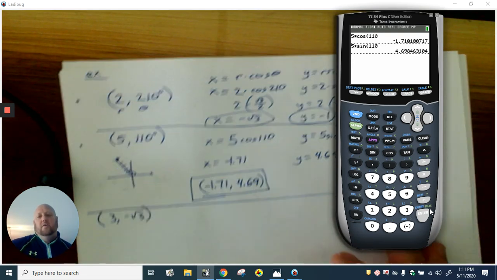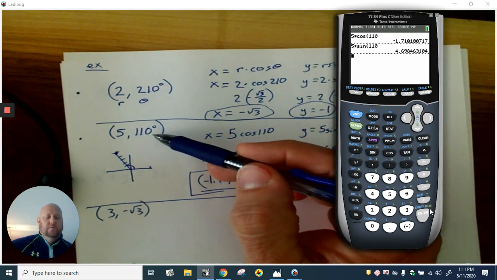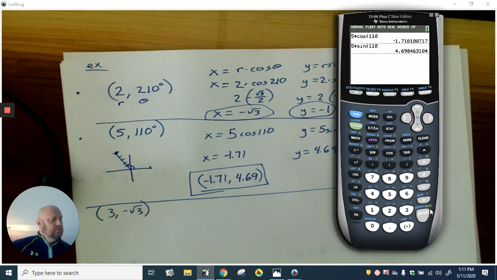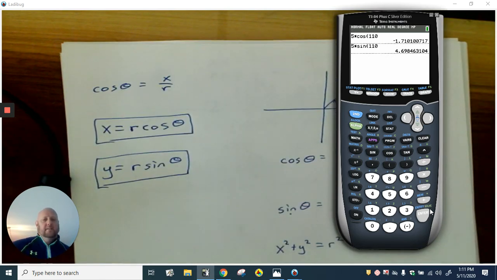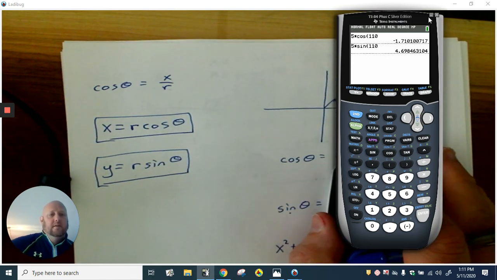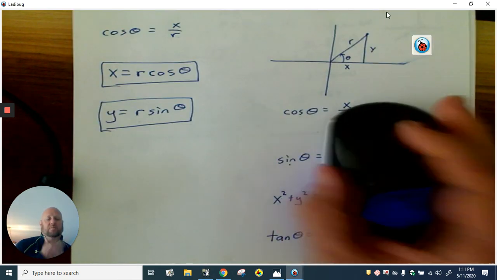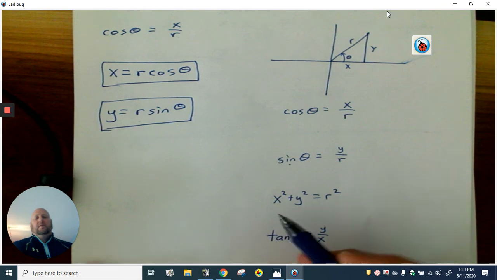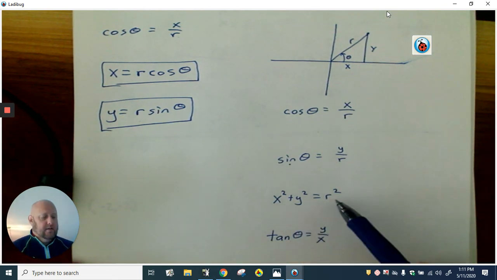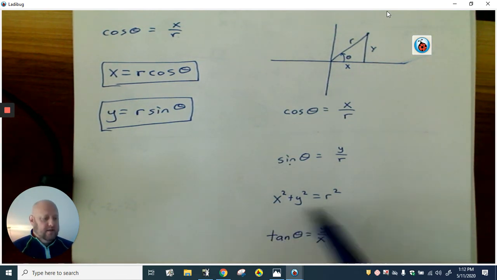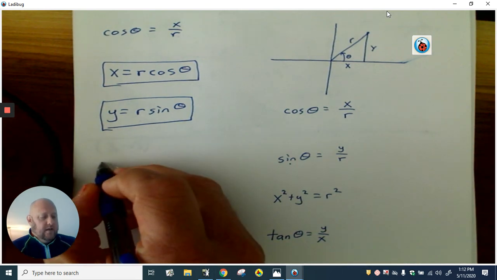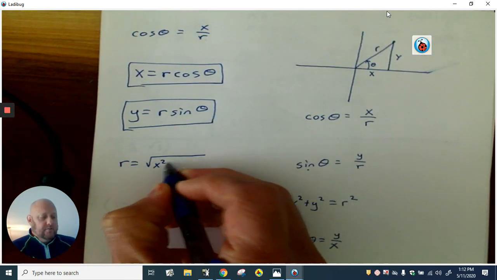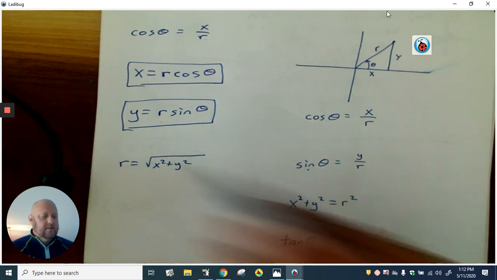So that's how you go from polar to rectangular. But what about rectangular to polar? Well, if I go back to our rules that we've established in the past, I need a way of turning an x and a y into an r. Well, there's one right there. I know that r will just equal the square root of x squared plus y squared, right?